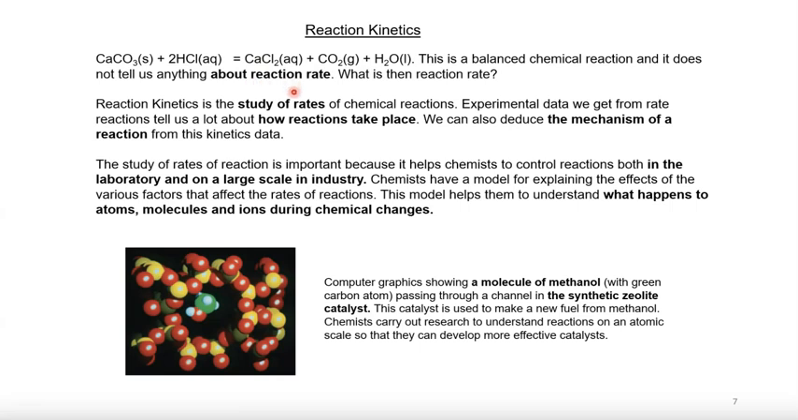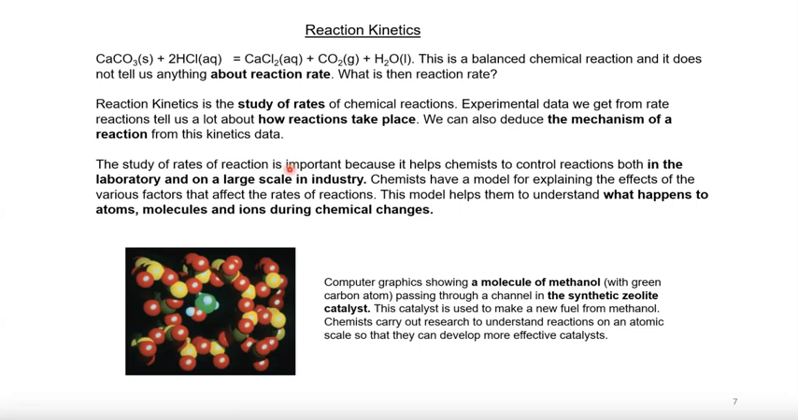So what is the reaction like? Is it a fast reaction, a slow reaction, or a very slow reaction? That is what we have to study, and that study is called reaction kinetics. Why do we do that? With experimental data of rates of reactions, we know how the reaction takes place. That means we can deduce the mechanism of a reaction by using kinetics data.